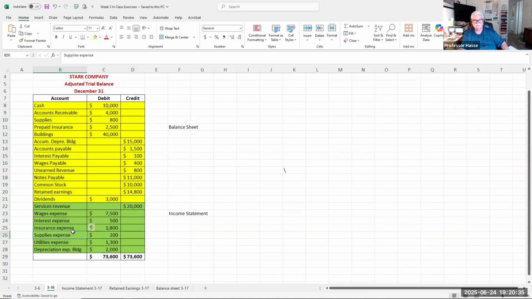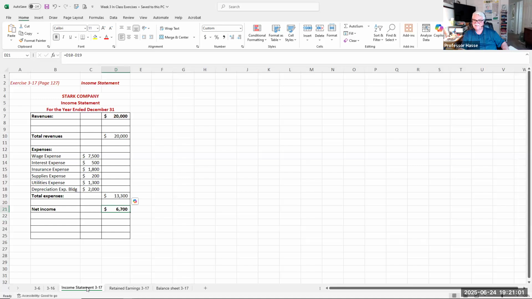A lot of people look at this and go, what the hell does this mean? Did they make $73,600 in profit? No. Do they own $73,600 in assets? No. Do they owe $73,600 in liabilities? No. What it tells us is that the accounts in the ledger are balanced. Then we take these accounts and put them in a format that tells people, tells investors, tells managers, revenues minus expenses. Hooray! We made a profit.